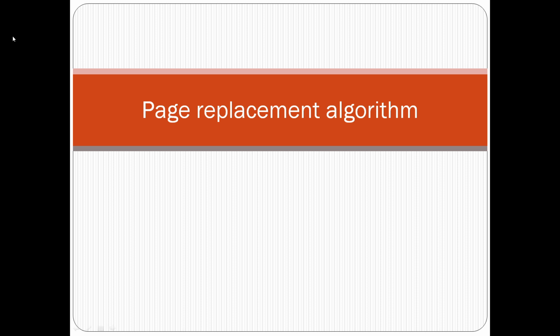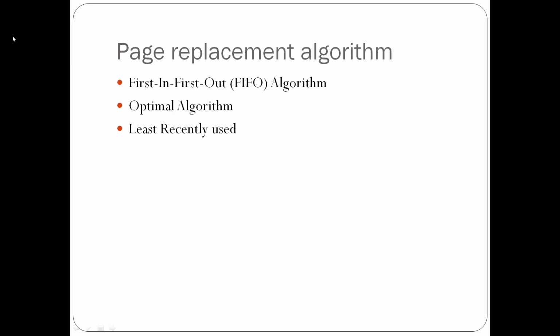Hi, in this video I am going to talk about the page replacement algorithms in operating systems. There are three page replacement algorithms: first in first out, the optimal algorithm, and the least recently used algorithm, shortly called LRU. We will see them one by one, as well as how to calculate the page faults for every algorithm.